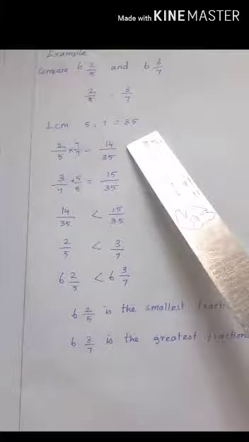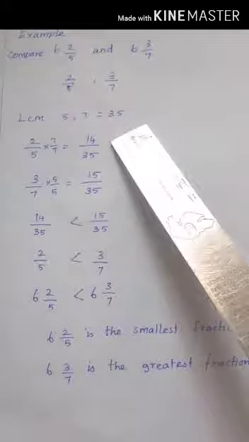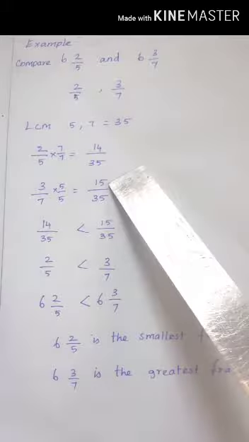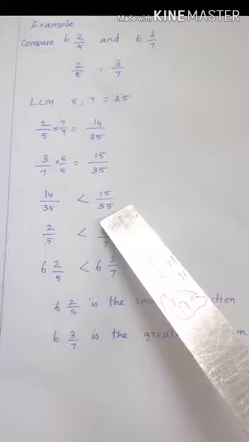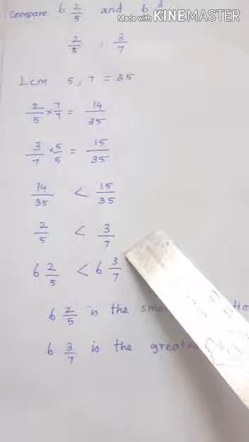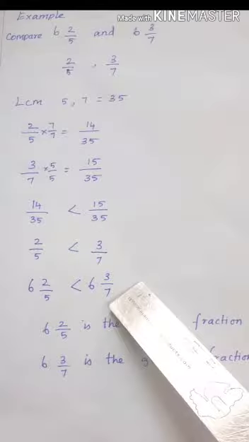Here the LCM is 35. 5 and 7 are the denominators, they are prime numbers. So multiply 5 and 7, we get the LCM. Change the denominators as 35. So 2 by 5 is equal to 14 by 35 and 3 by 7 is equal to 15 by 35. Clearly 14 by 35 is less than 15 by 35. So 2 by 5 is less than 3 by 7 and 6 2 by 5 is less than 6 3 by 7. Here 6 3 by 7 is the largest fraction.